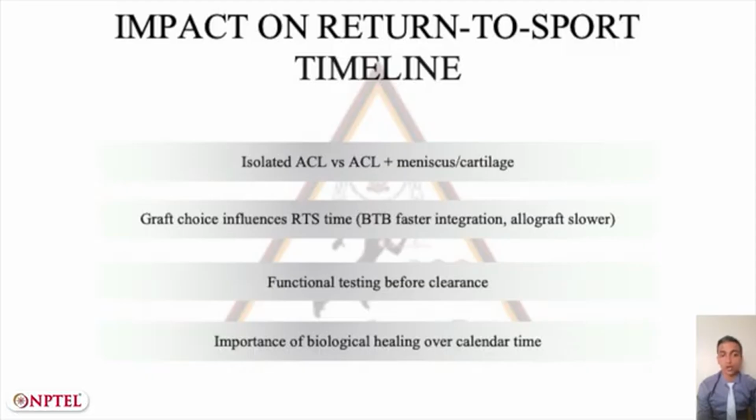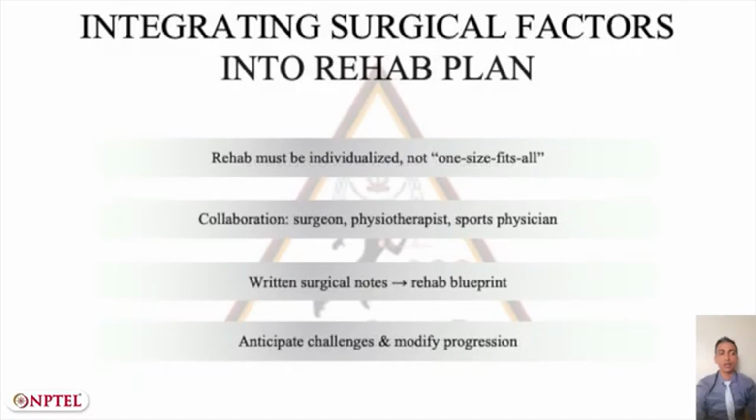Graft choice also matters in cases of surgery. A BTB, or bone-patellar tendon-bone graft, may integrate faster than a hamstring or an allograft. Functional testing and biological healing should guide the clearance for return to sport, and it should not be based just on the calendar.